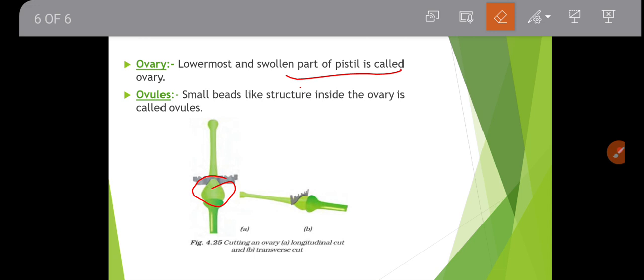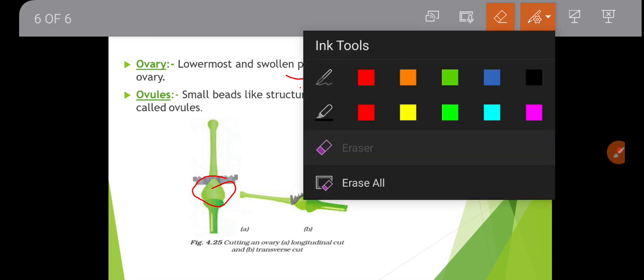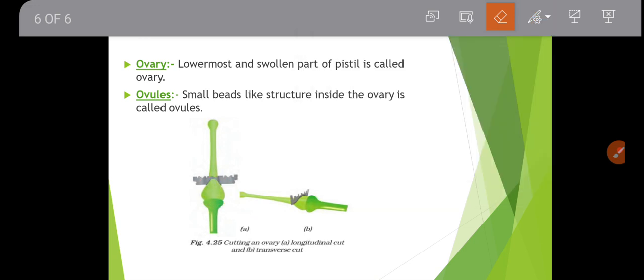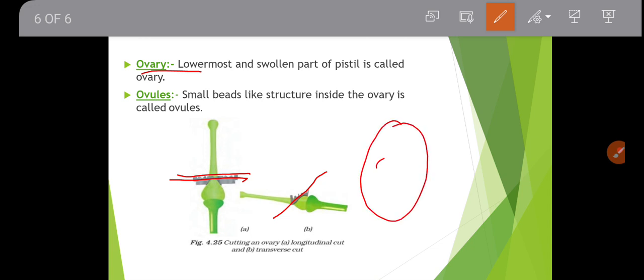so now we are discussing about ovary. The lowermost and swollen part of pistil is called ovary. What do you mean by ovules? When you cut a transverse section or vertical section of an ovary, you can see small bead-like structures present in the ovary. For example, this is a vertical section, a longitudinal section, and this is the transverse section. When you cut it, this is the ovary, and inside the ovary there are bead-like structures like this. These are called ovules.